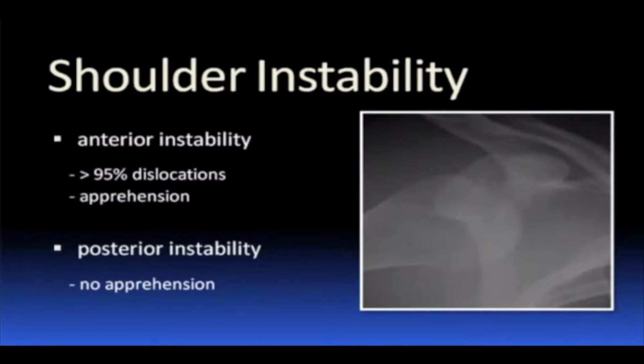Anterior instability of the shoulder accounts for over 95% of cases. The position of instability is with the arm abducted and externally rotated, where patients will experience a varying amount of apprehension. This forms the base of most tests. Posterior instability is far less common, and patients usually don't have any apprehension. As a result, different types of tests are required.